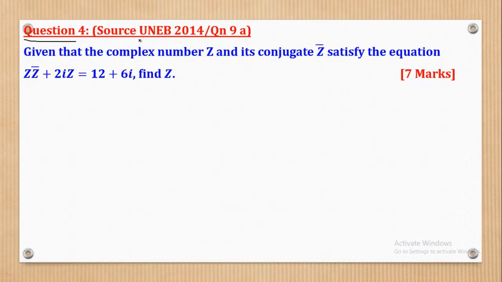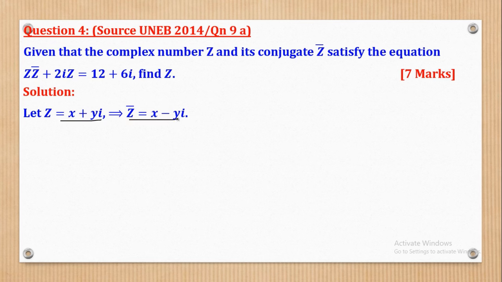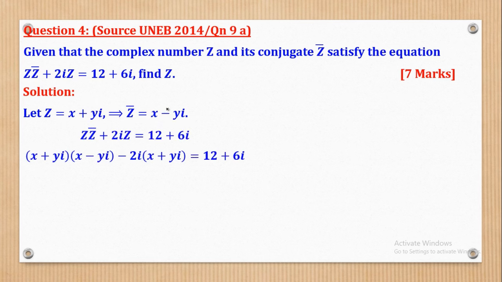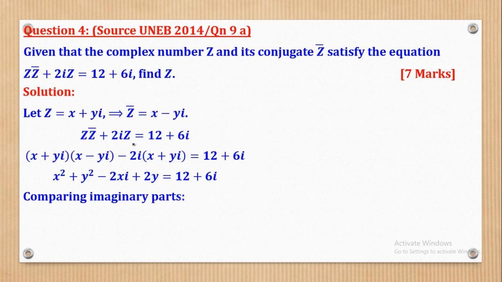Then question 4 came from UNEB 2014 paper 1 question 9a and says, given the complex number z and its conjugate z bar satisfy this equation, find z. So I'll do the same, let z be equal to this, its conjugate will be that, therefore substitute for z and z bar to come up with that, then expand to come up with that, then you can compare. So comparing imaginary part, there is negative 2x equal to 6, therefore x is negative 3.